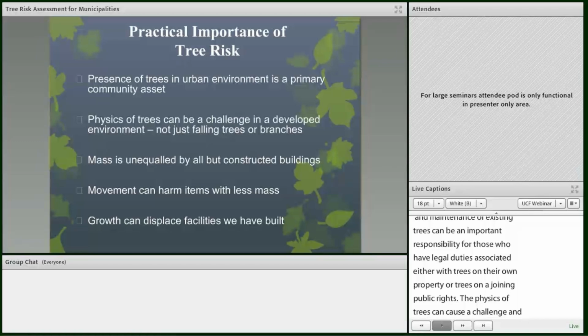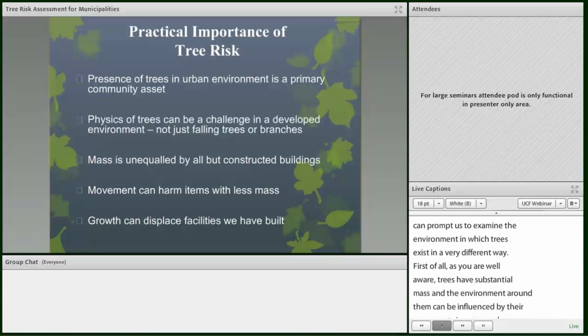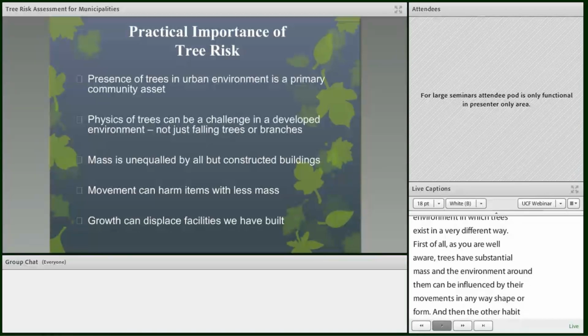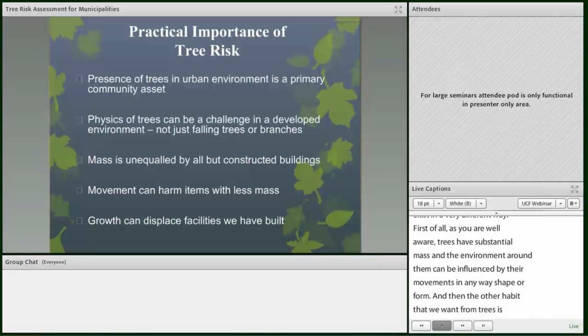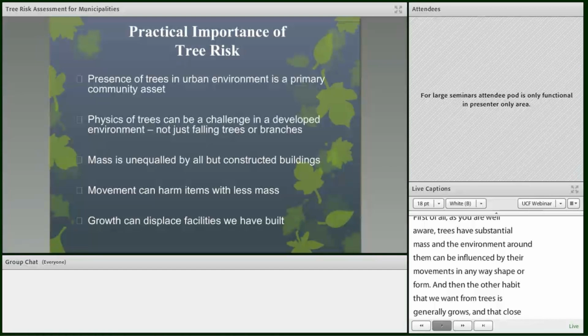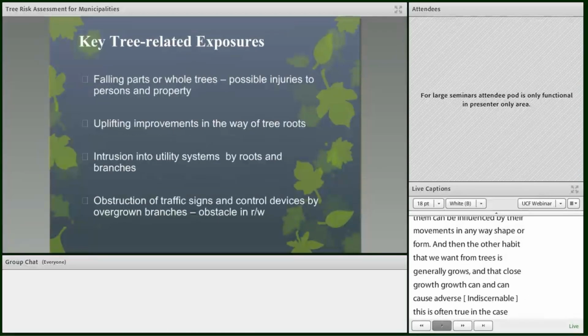First of all, as you're well aware, trees have substantial mass, and the built environment around them can be influenced by their movement in any way, shape, or form. And then the other habit that we want from trees is generally growth, and that growth can have adverse consequences or produce changes, displacing facilities that we have built. This is often true in the case of utility lines, curbs and gutters that handle drainage, and other structures that find their way into the public right-of-way.